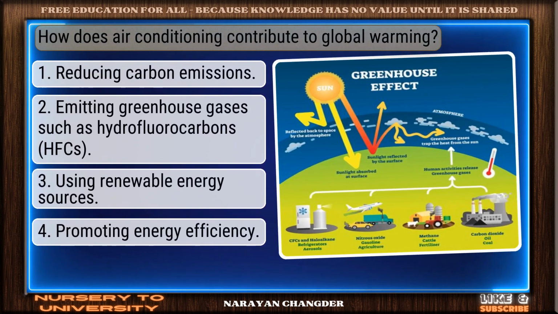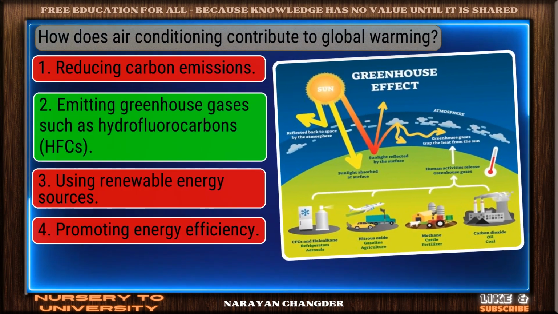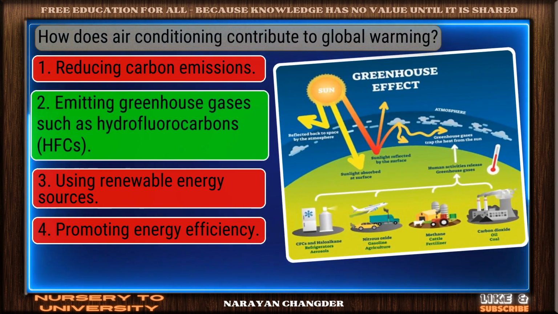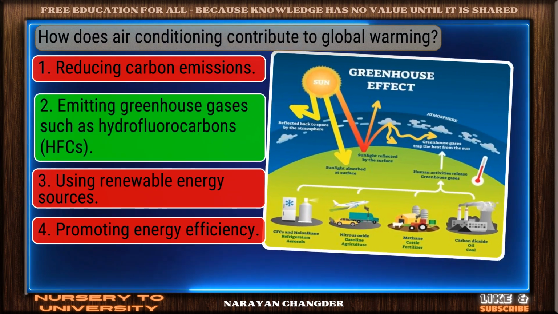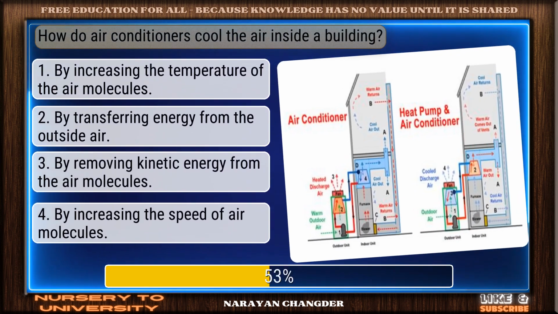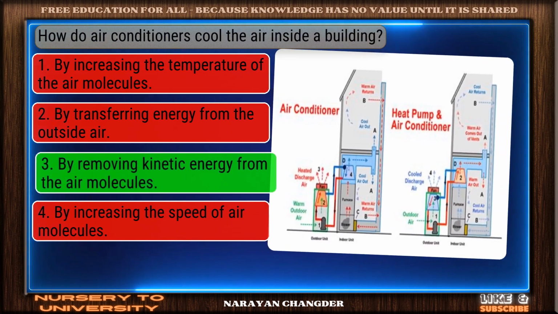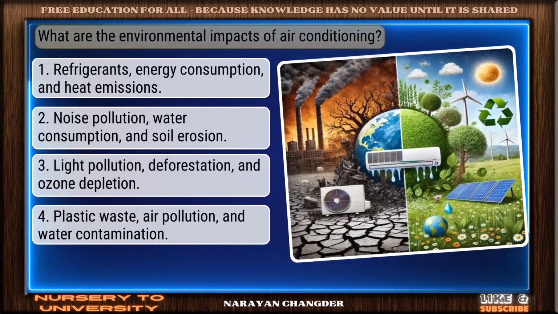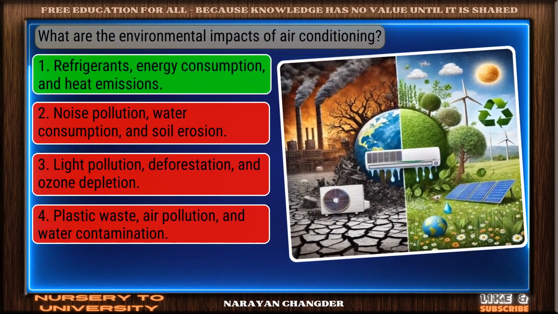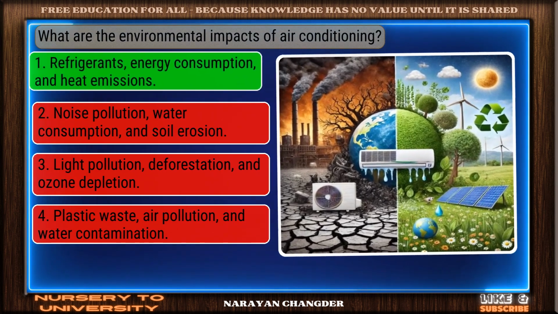How does air conditioning contribute to global warming? Right choice. Emitting greenhouse gases, such as hydrofluorocarbons, is the best answer. How do air conditioners cool the air inside a building? Great job. By removing kinetic energy from the air molecules is the accurate answer. What are the environmental impacts of air conditioning? Perfect. Refrigerants, energy consumption, and heat emissions is the correct choice.